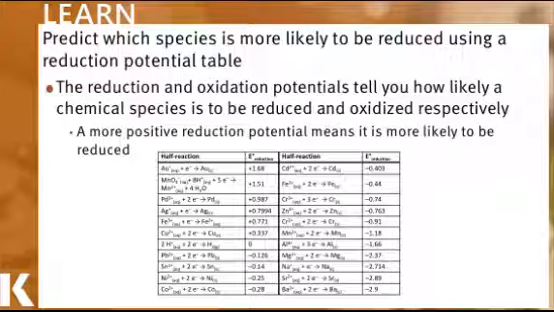Therefore, a larger, more positive reduction potential indicates that the chemical species is more likely to be reduced. So, looking at our table, we can say, for example, that because palladium has a larger, more positive reduction potential than, say, lead, palladium is more likely to be reduced than is lead.